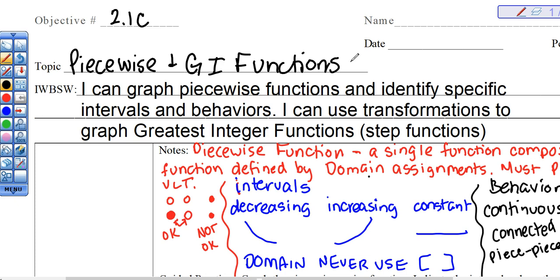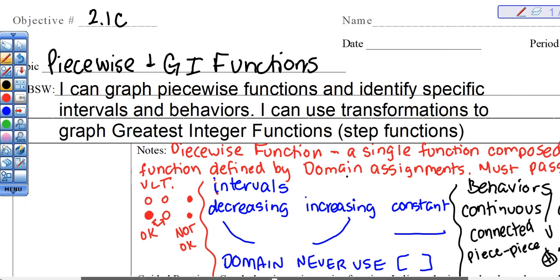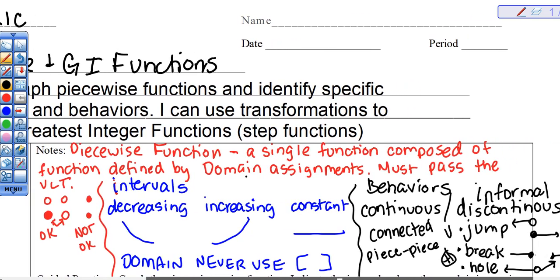You can graph a piecewise function successfully, and you can identify specific intervals that I want to talk about and specific behaviors that I want to talk about. This is not an exhaustive list of the ways that we can describe these piecewise functions. I just want to talk about two specifics today. So if you can walk out of here today feeling like you can do this on your own, we've done a good job. So let's talk about first the definition of a piecewise function.